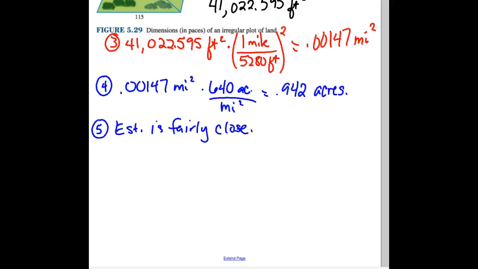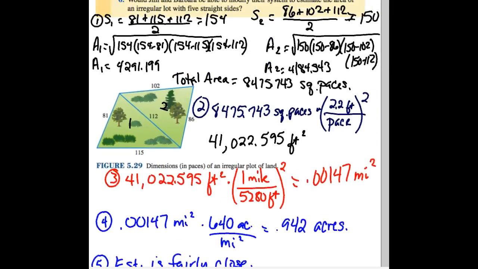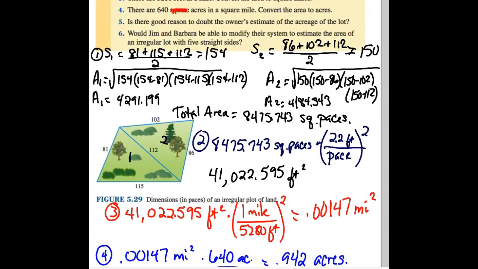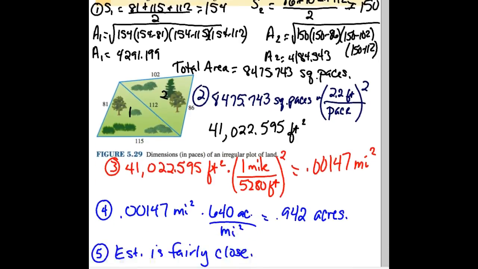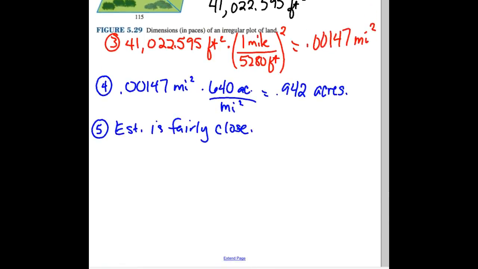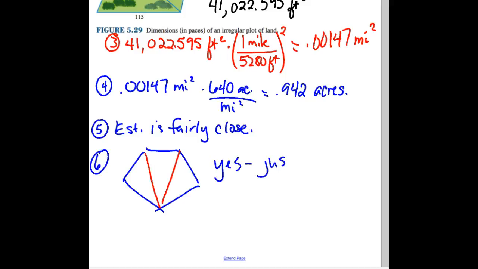All right, and then the last question said, would Jim and Barbara be able to modify their system to estimate the area of an irregular lot that had 5 straight sides? And you could basically do the same kind of thing that we've been doing. All right, we've got 5 sides. We could just form 3 triangles. And we could pace off each of those segments and then calculate it the same way. So yes, just make 3 triangles.